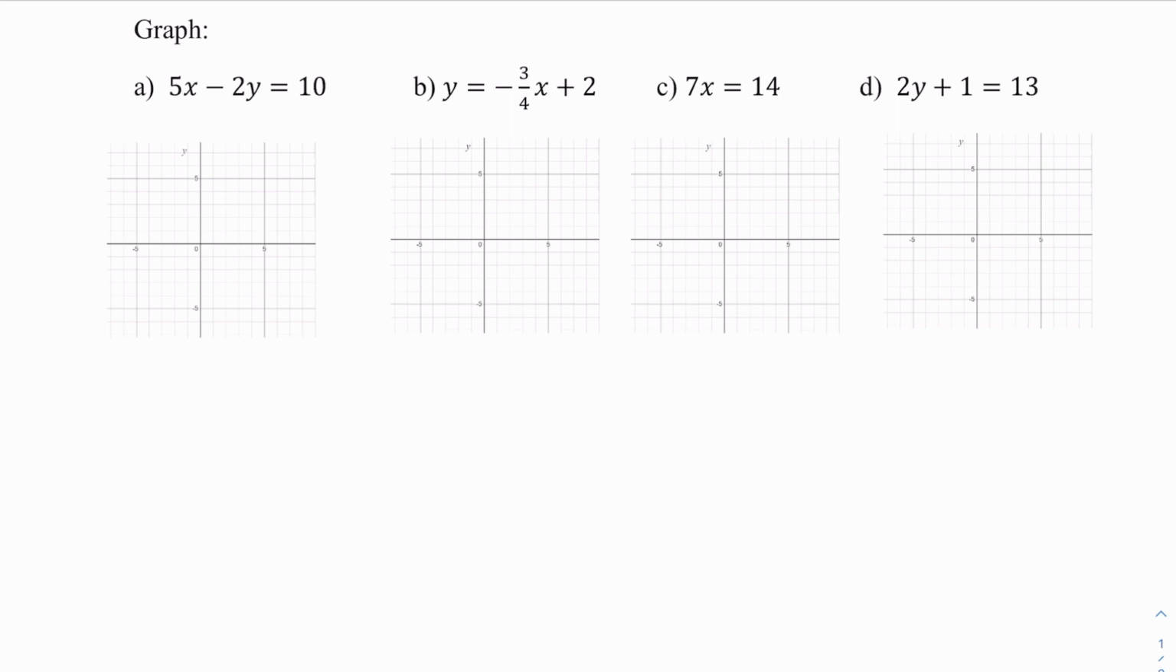In our first one, we graph 5x minus 2y is equal to 10. When I look at that equation, I see that the constant on the right hand side is evenly divisible by the coefficients of x and y. So in order to graph that equation, it would be easy to do by what's called the intercept method of graphing.